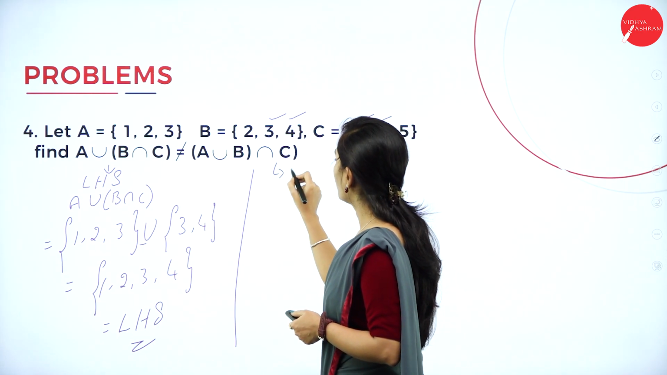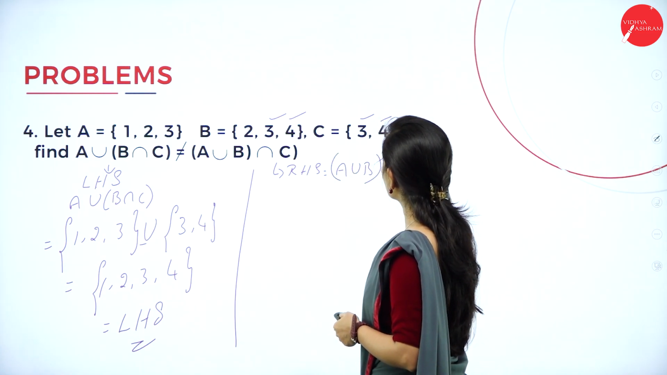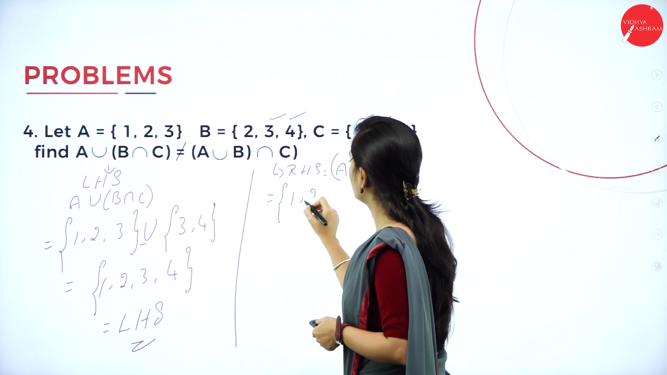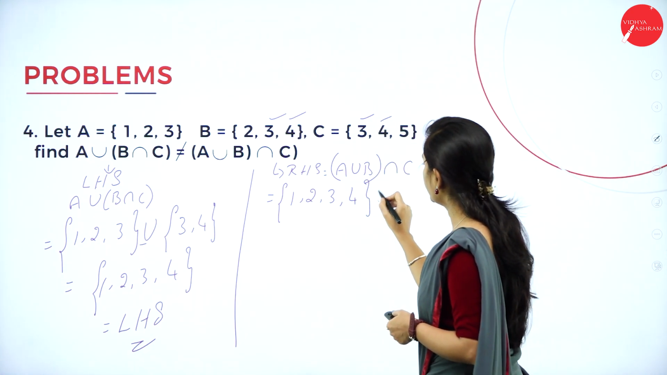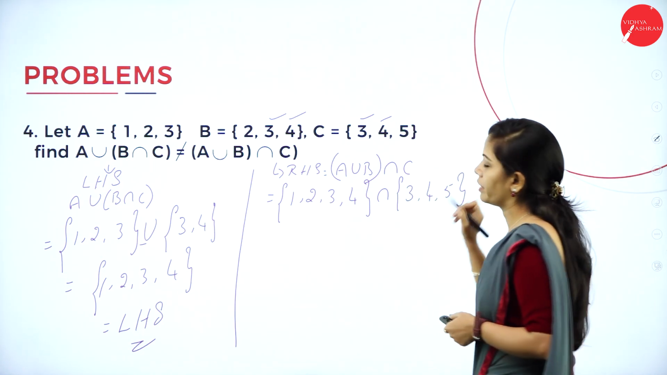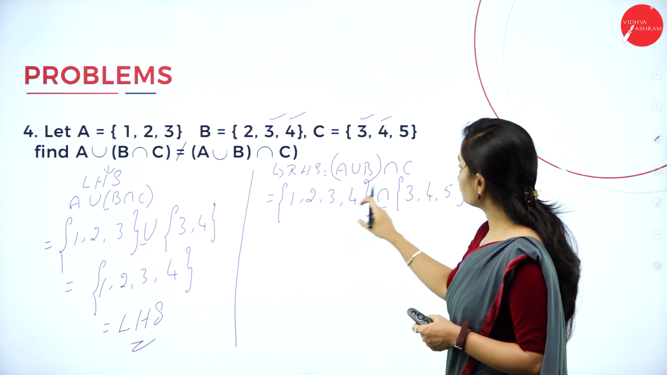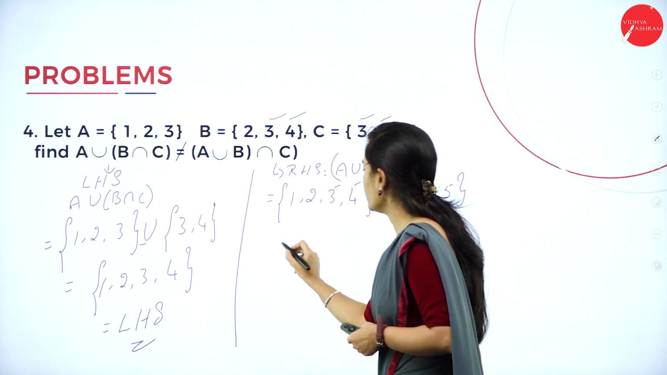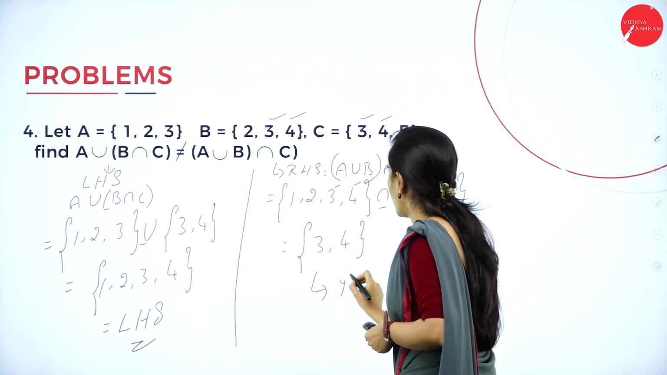Now consider RHS, which is A union B intersection C. First find out A union B. A union B is 1, 2, 3, 4 and intersection with C. The set elements of C are 3, 4, 5. Here we have intersection, so out of these you have to find the common elements. Which is common? 3, 4 is my common element. So 3, 4 is your RHS.